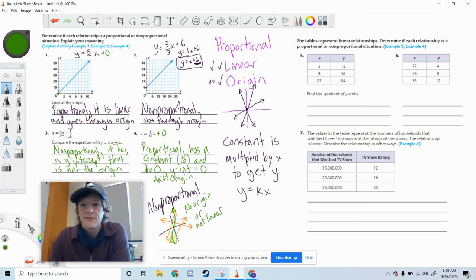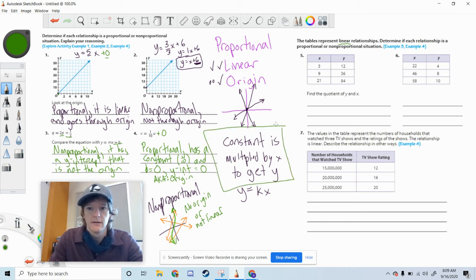Great. For 5, 6, and 7, it says these tables represent linear relationships. All right, so these are linear. Determine if each one is proportional or non-proportional. So again, we're doing the same thing. Remember, if we have a proportional relationship, we have a constant. X is always multiplied by the same thing to get y. So let's see, from 3 to 12, what do we multiply by? Well, we multiply by 4. 3 times 4 is 12. Is 9 times 4 36? Well, yes, it is. And 21 times 4, well, let's check that. 1 times 4 is 4, 2 times 4 is 8. So that is also times 4.